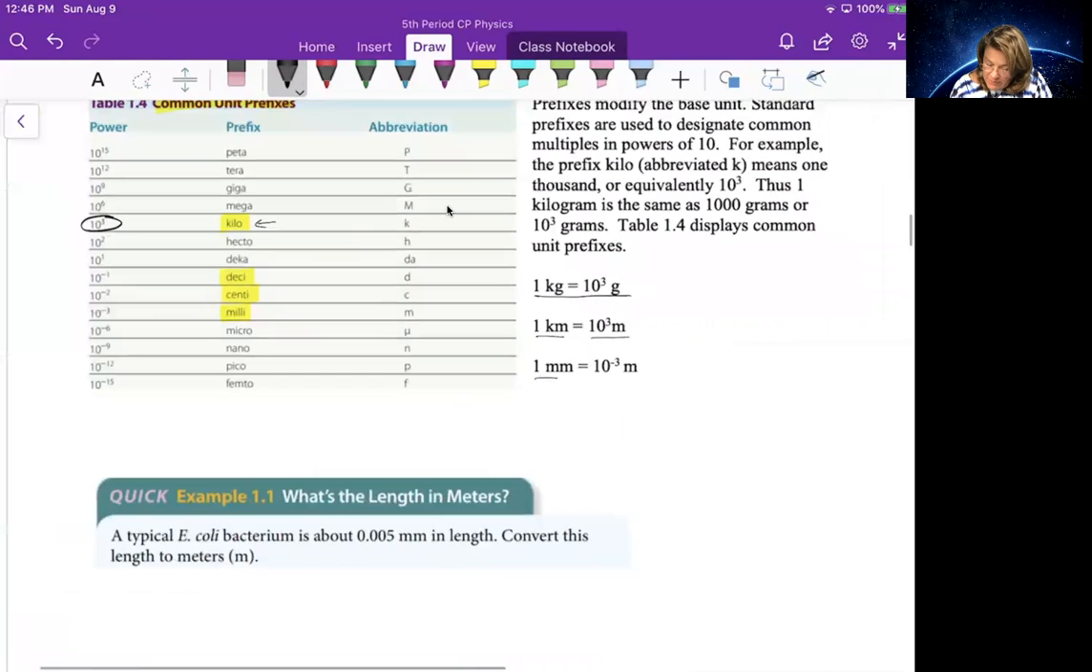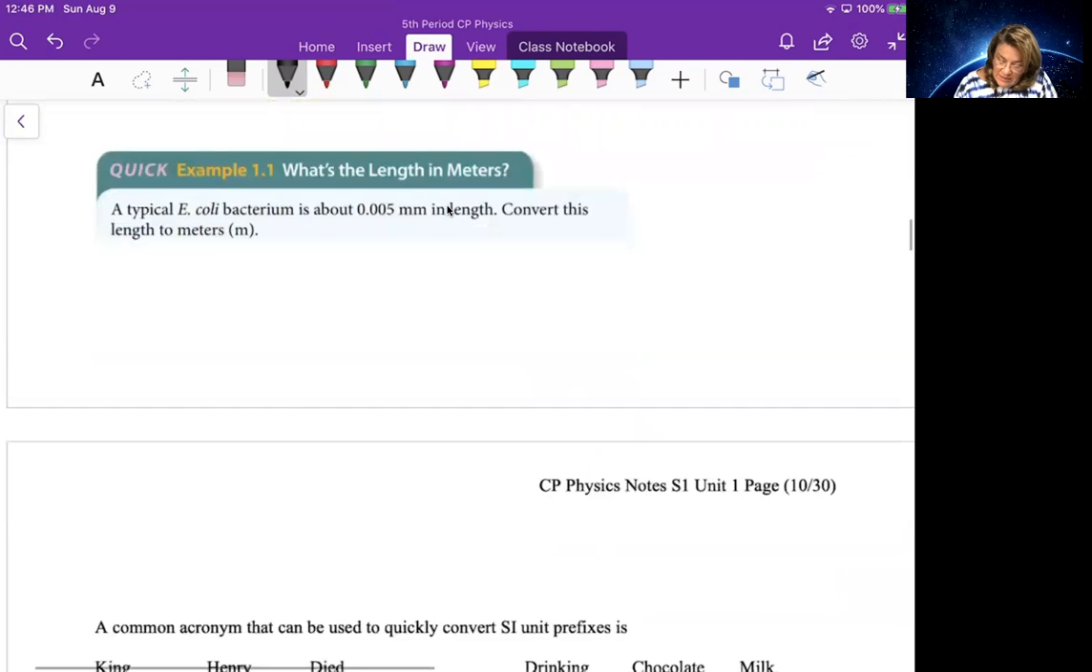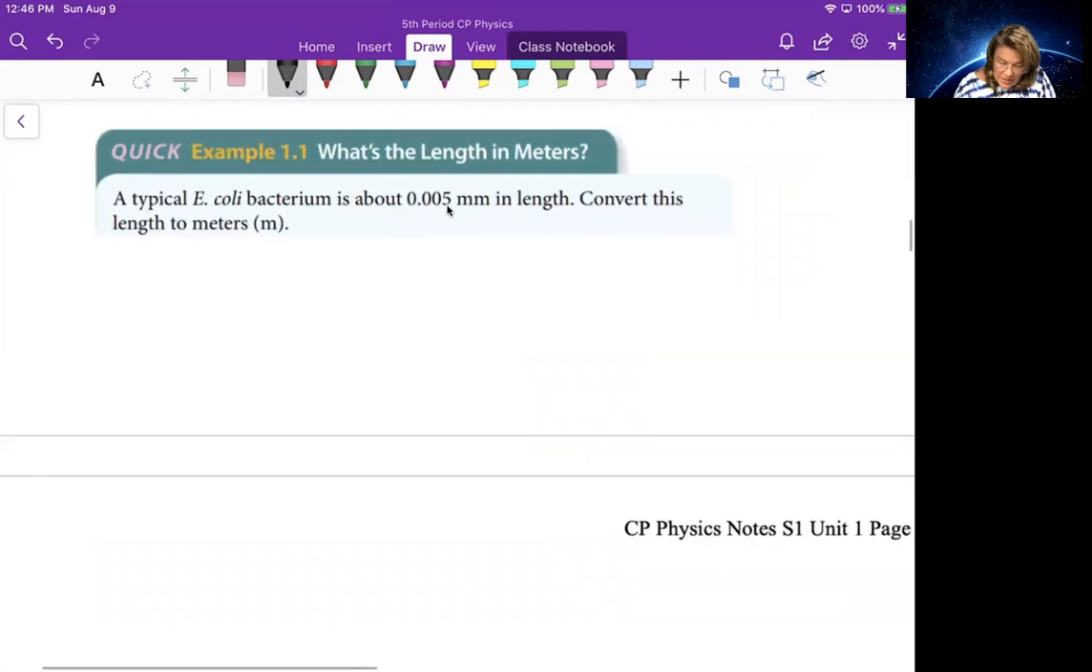But what about millimeters? Well, let's go to millimeters. If I go to millimeters, I see that 1 millimeter is 10 to the minus third meters. So I go back to the base unit meters, okay? So let's use this knowledge that we have just learned and do a problem. What is the length in meters of an E. coli bacterium that is 0.005 millimeters? I want to convert that to meters.